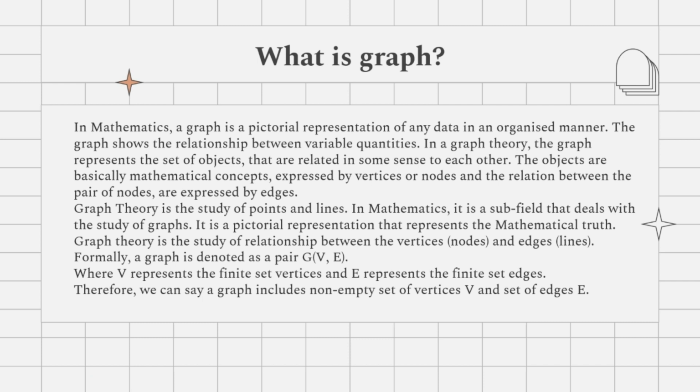In mathematics, it is a subfield that deals with the study of graphs. It is a pictorial representation that represents the mathematical truth. Graph theory is the study of relationships between the vertices, nodes, and edges, or lines. Formally, a graph is denoted as a pair G = (V, E), where V represents the finite set of vertices and E represents the finite set of edges. Therefore, we can say a graph includes a non-empty set of vertices V and a set of edges E.